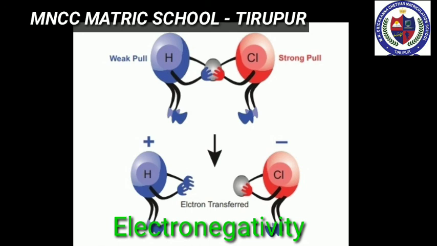Along the period from left to right in the periodic table, the electronegativity increases because of the increase in the nuclear charge, which in turn attracts the electrons more strongly. On moving down a group, the electronegativity of the elements decreases because of the increased number of energy levels.